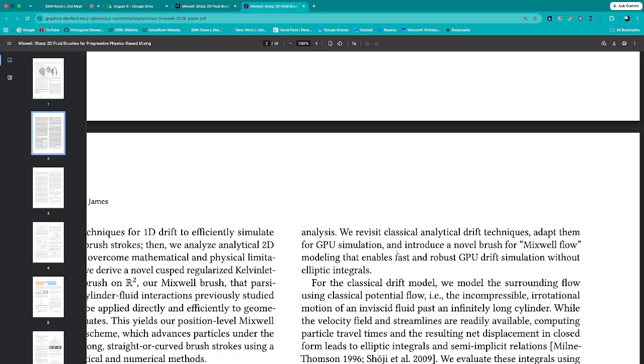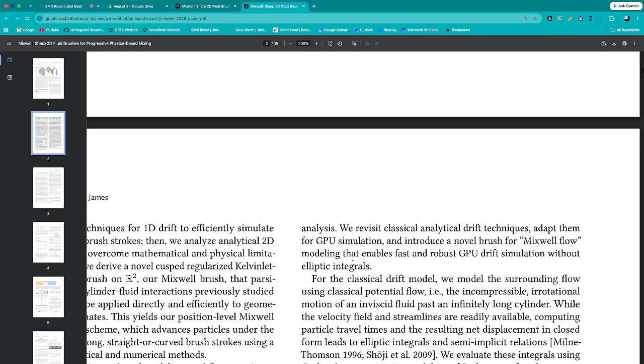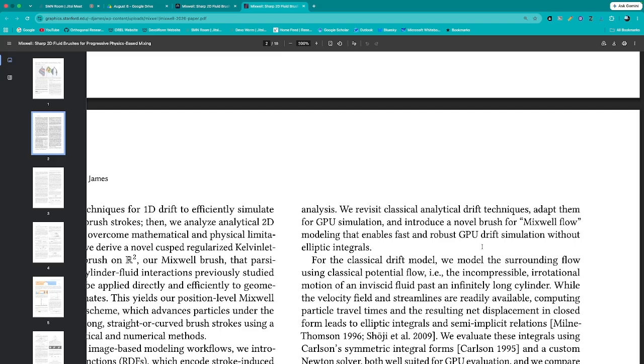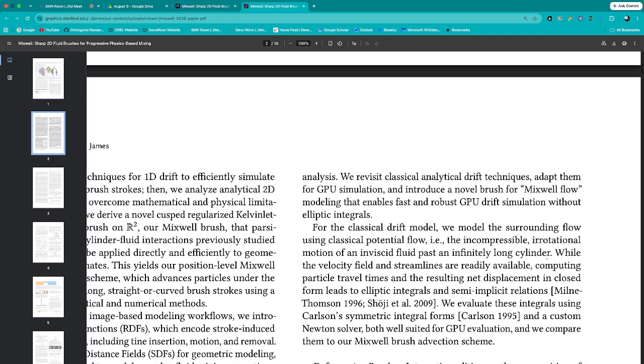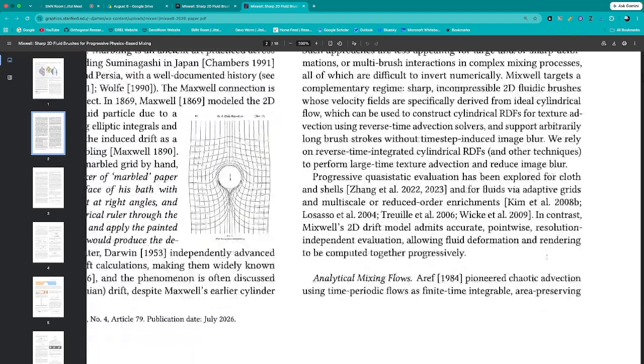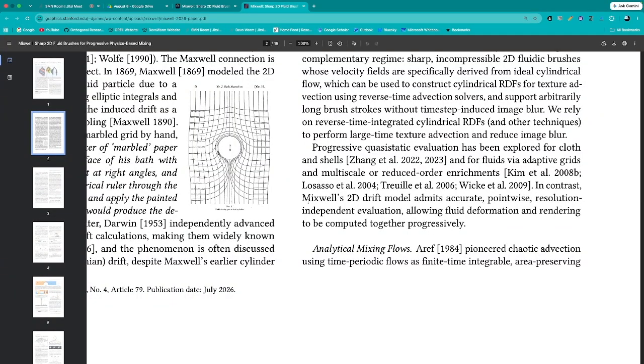We revisit classical analytical drift techniques, adapt them for GPU simulation, and introduce a novel brush for Mixwell flow modeling that enables fast and robust GPU drift simulation without elliptic integrals. For the classical drift model, we model the surrounding flow using classical potential flow, which is the incompressible irrotational motion of an inviscid fluid past an infinitely long cylinder. So this is where they're using these different types of flow to characterize this process.